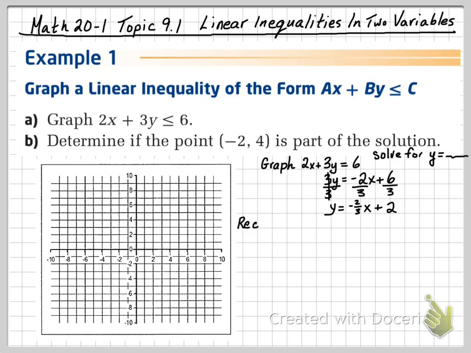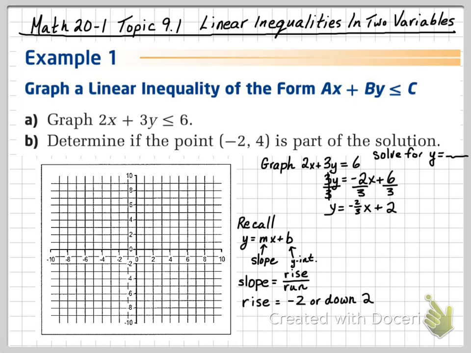Now you have to recall the equation for a line: y equals mx plus b. M is the slope, which is the rise over the run of the line, and b is the y-intercept of the line. B is the point where the graph is going to cross the y-axis. Here we have a slope as rise over run. So the rise will be negative 2, or down 2, and the run will be 3, or 3 to the right.